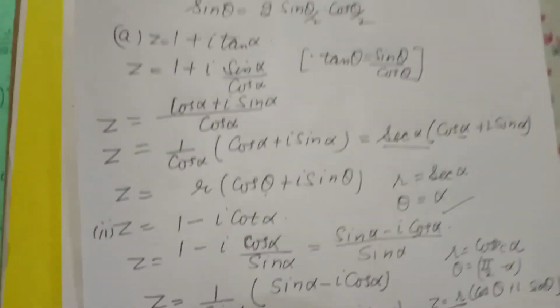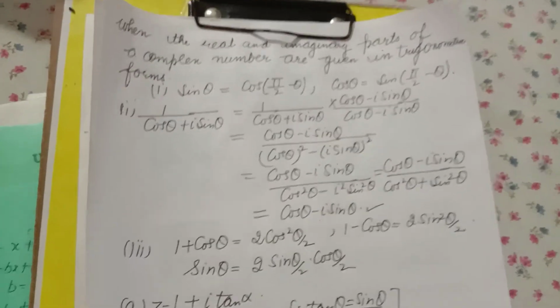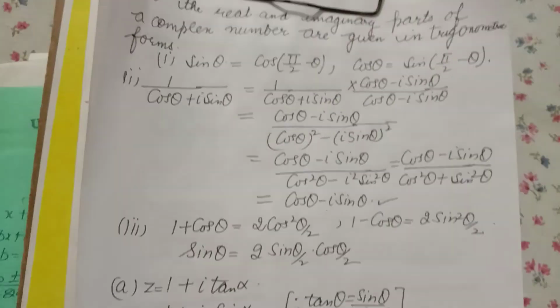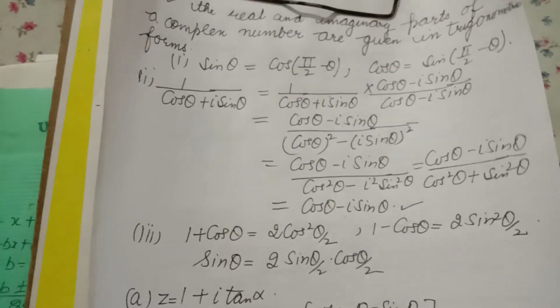So this is all about this question. That's a very important topic when the real and imaginary parts of a complex number are given in a trigonometric form. See the next video for doing more questions related to this.